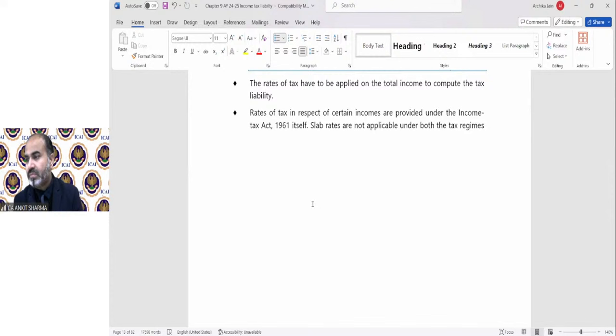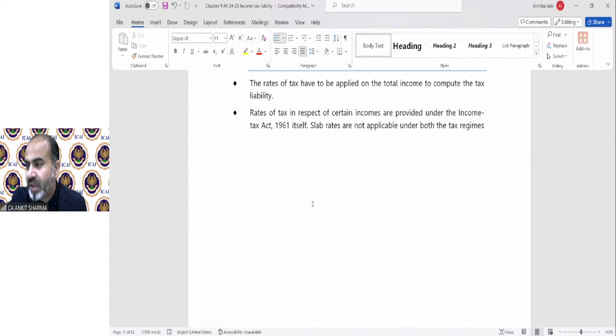Miss Pooja is asking, sir, if it is not mentioned in the exam, which regime we have to follow for calculation of tax? Pooja, it will be mentioned in the question which regime you should follow. But if not mentioned, I prefer, in my opinion, the default tax regime, because the name is default tax regime. So that will be the case, or you can send a mail to the institute or the BOS for clarification also.